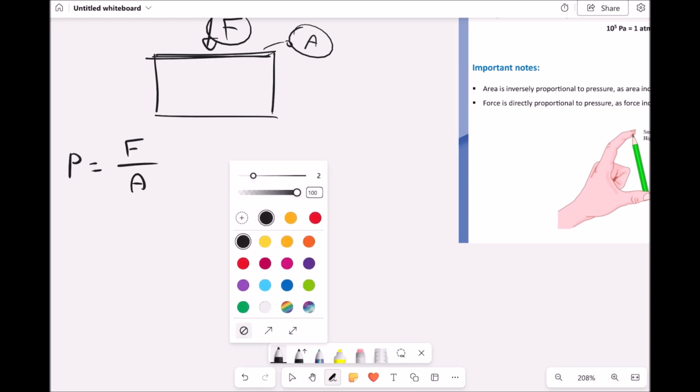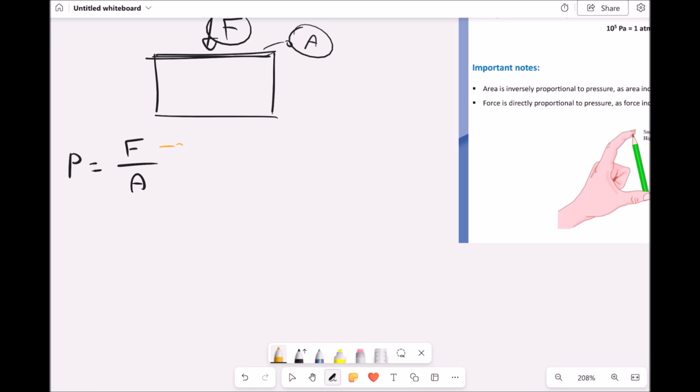Now as you know, force is measured in Newton and area is measured in meter squared. The unit is called Pascal. This is for finding the pressure on an object.